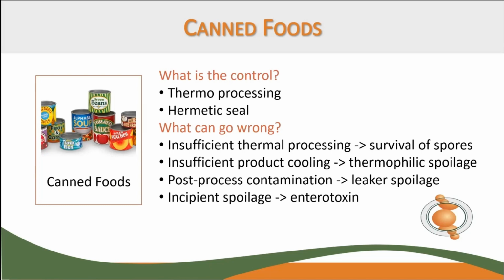For example, if the thermal processing is insufficient, then some spores survive and they are able to grow. If the cooling is insufficient, then thermophilic spore formers can germinate and grow. And if there's post-processing contamination, for example, the can seals are not proper, you have leaker spoilage. And also if you receive ingredients that are already spoiled, and then you have enterotoxin there, and the process cannot kill the enterotoxin, you have not only spoilage but also a food safety concern.